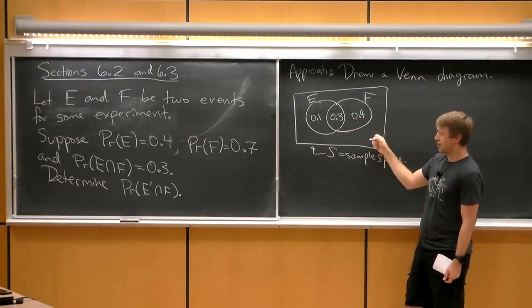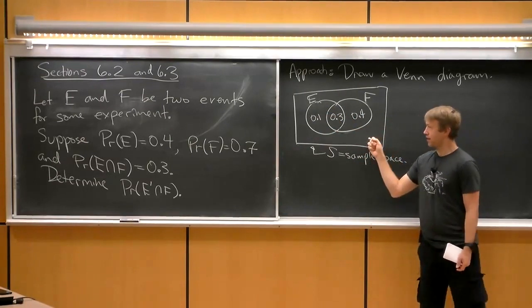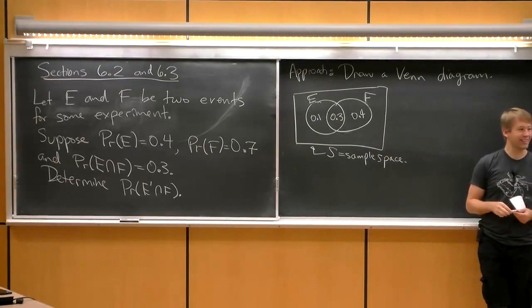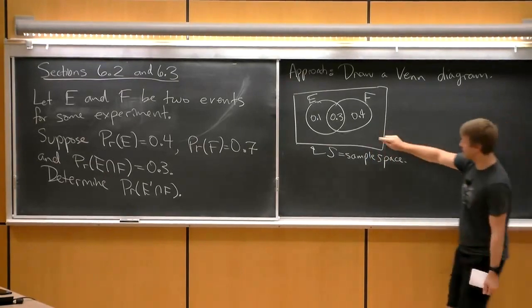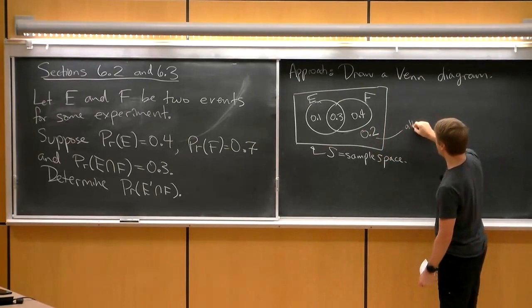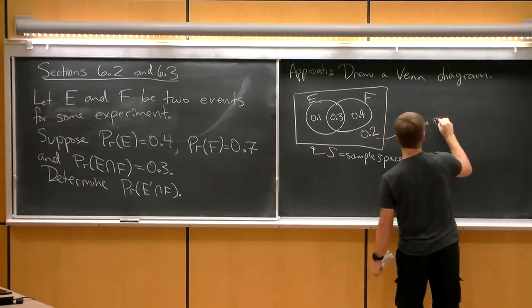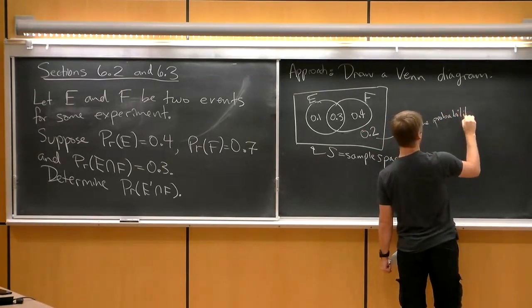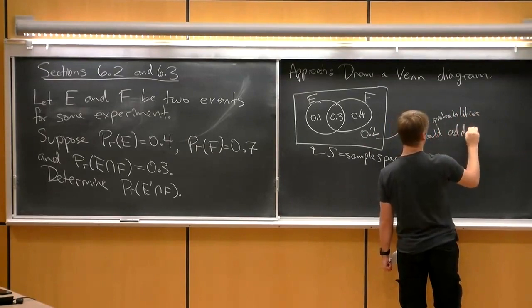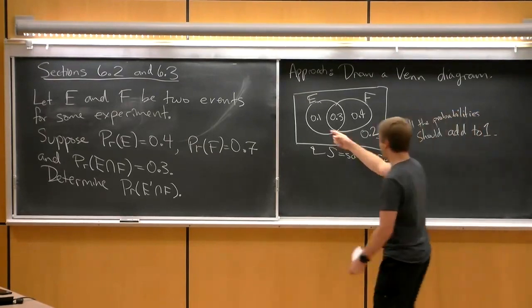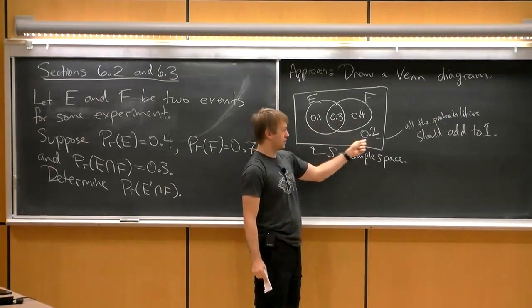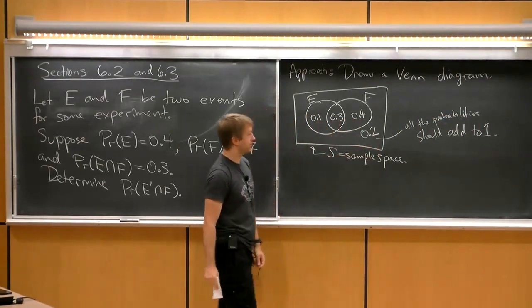And as a last step, I want to label my outside region. Can anyone see what that label should be on the outside? Yeah, 0.2, right? The reason this is 0.2 is that all the probabilities should add up to 1. And if I add the ones I've done so far, 0.1, 0.3, 0.4, that adds up to 0.8. So the outside's got to be 0.2.